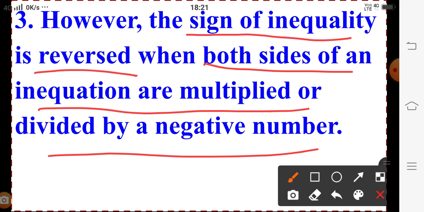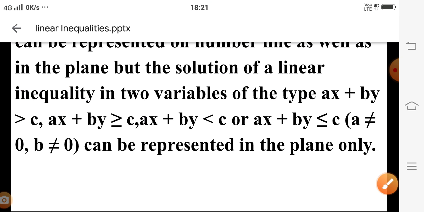Simply, if the variable is negative, then we have to make that variable positive. And to make the variable positive, we have to multiply both sides by -1. And when you are doing this, you should reverse the sign of inequality. Otherwise, you are not getting the correct answer.